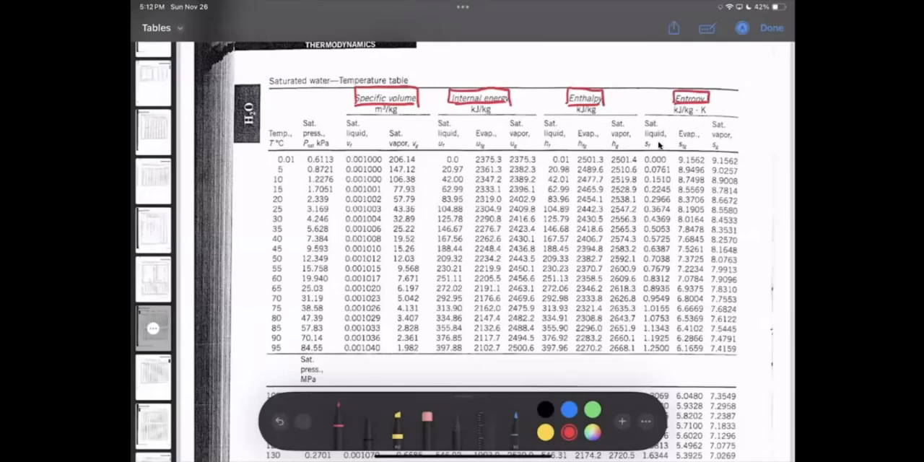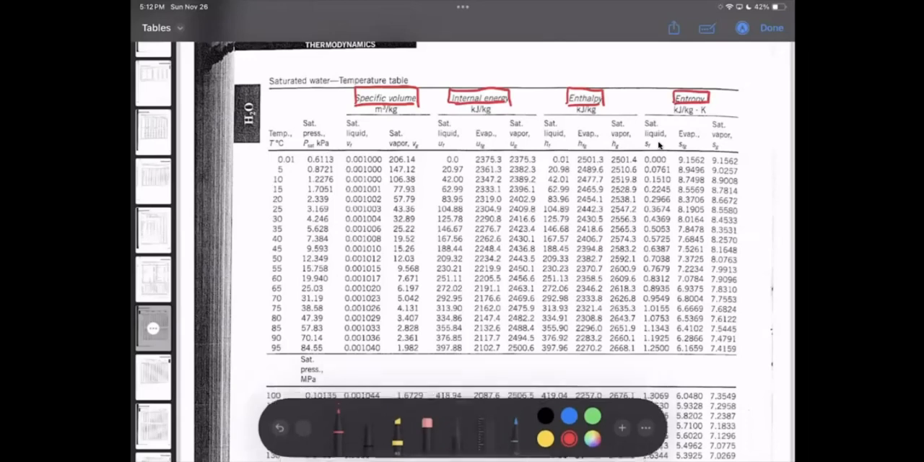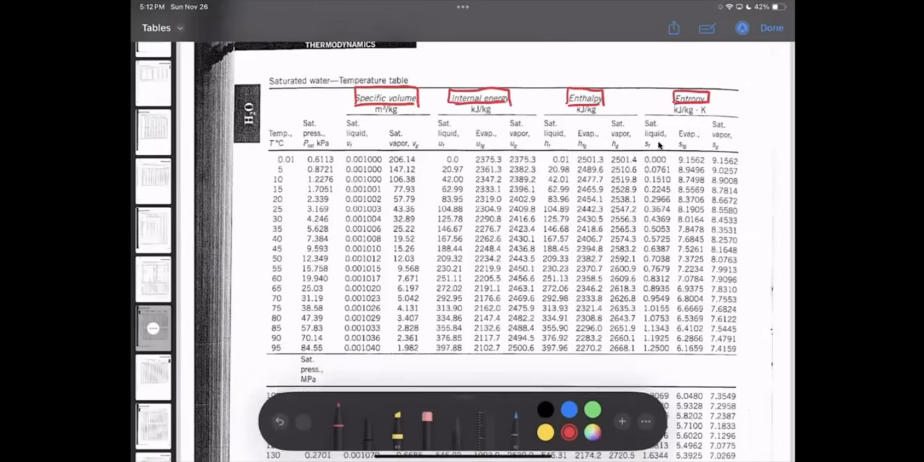And what's important to keep in mind is that all of these are intensive, so they're properties over unit mass, right? So meters cubed over a kilogram, kilojoules over a kilogram, etc. For these types of questions, we usually assume that we're dealing with a saturated mixture until we can prove otherwise. So typically, we first start with the saturated mixture tables.